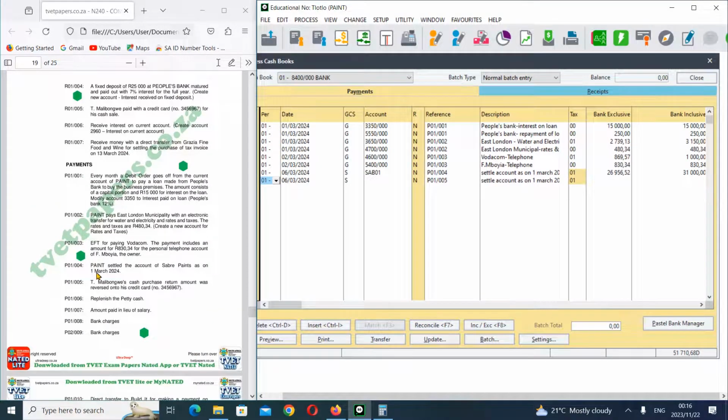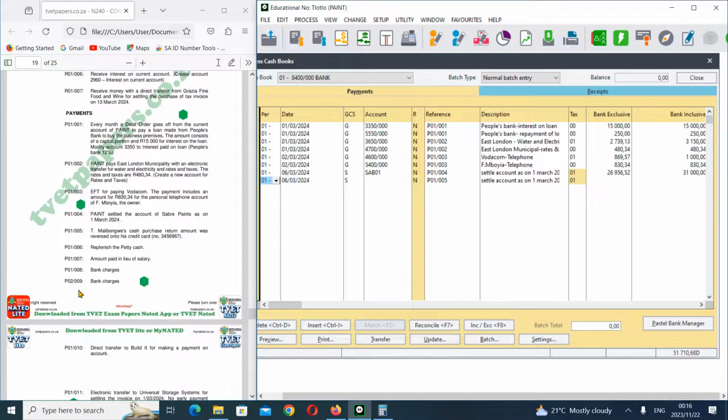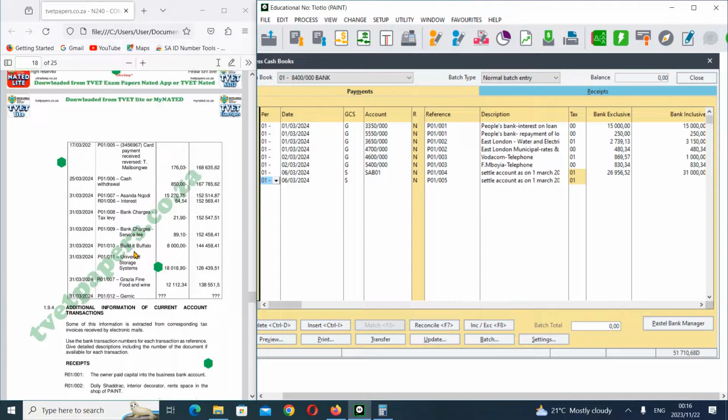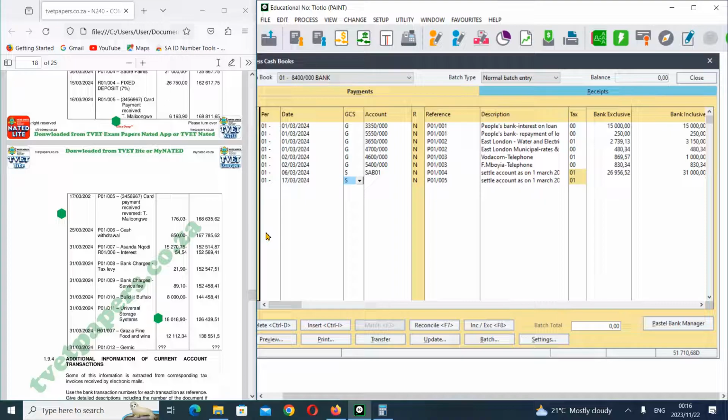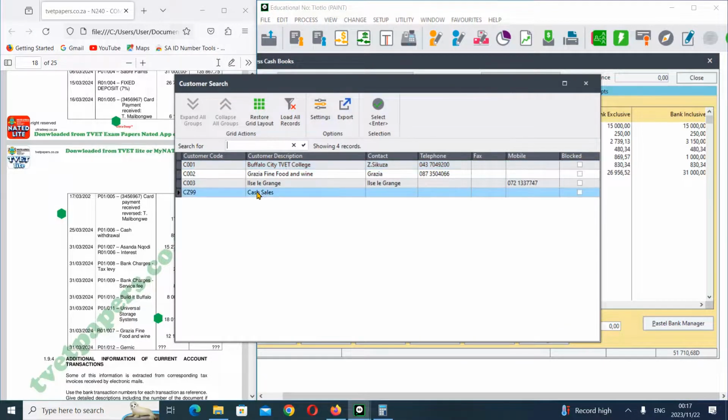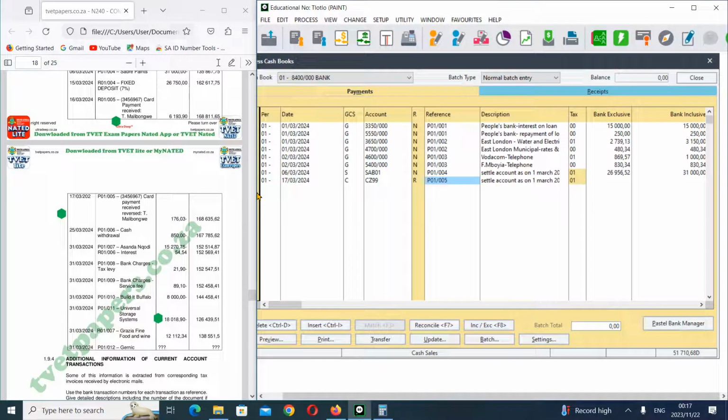Okay, we're doing 05 now, till 12. Timbo's cash purchase returns amount was reversed onto his credit card. As you all remember, Timbo is the customer who paid with cash. So we're dealing with P05, on the 17 tab, and then the customer tab. This is cash sales, and then we say tab, so it's P05, it's fine.